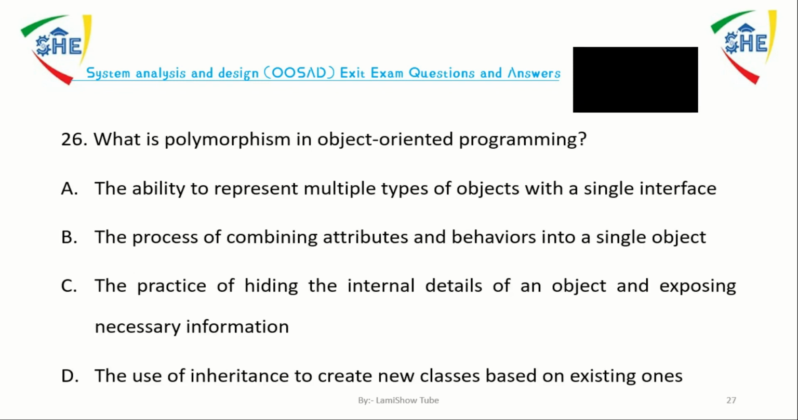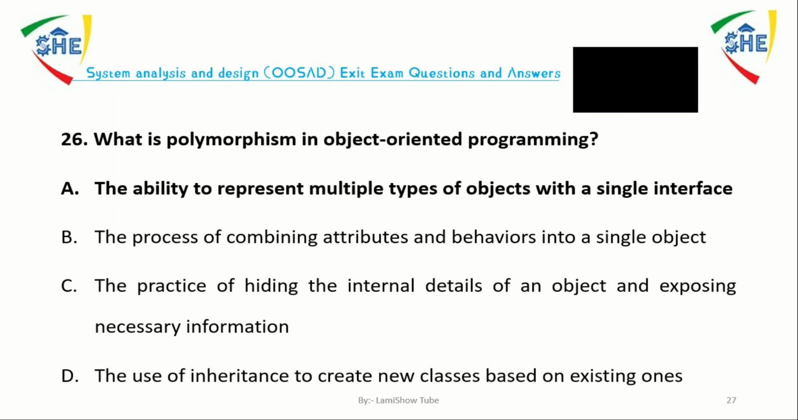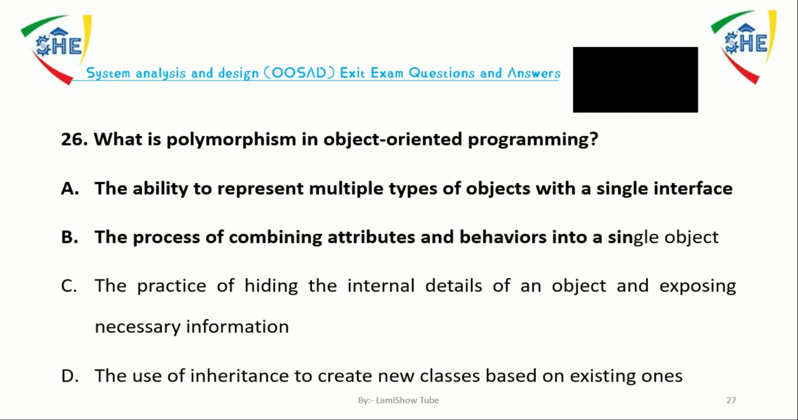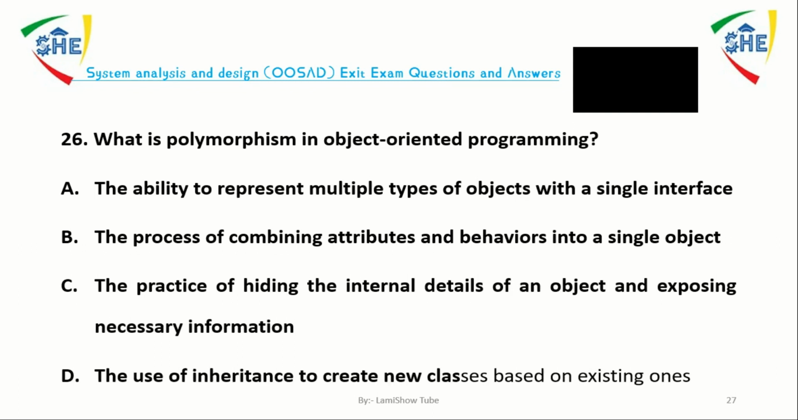Question number 26. What is polymorphism in object-oriented programming? A. The ability to represent multiple types of objects with single interfaces. B. The process of combining attribute and behavior into single object. C. The practice of hiding the internal details of an object and exposing the necessary information. D. The use of inheritance to create new classes based on the existing one.